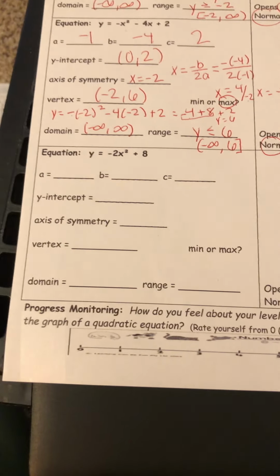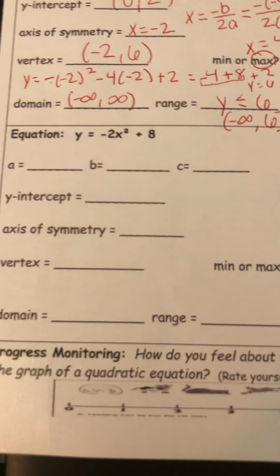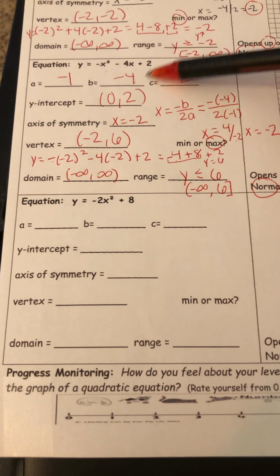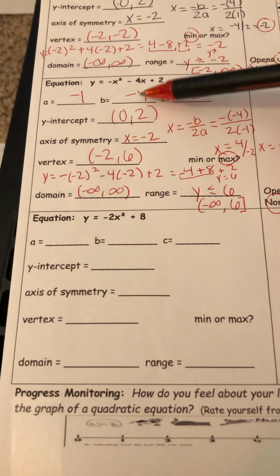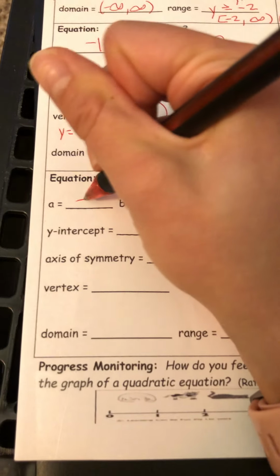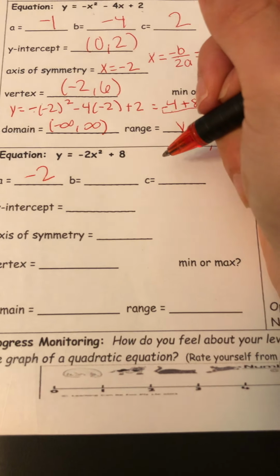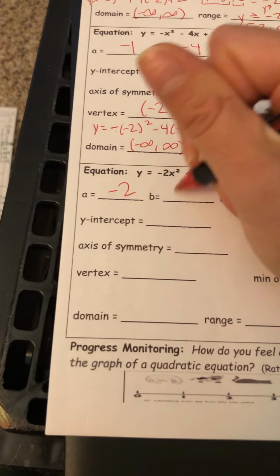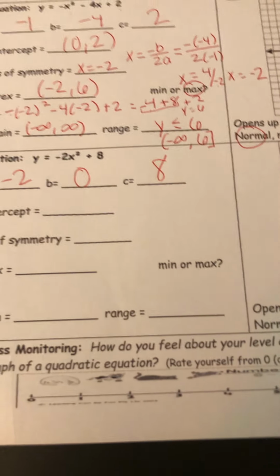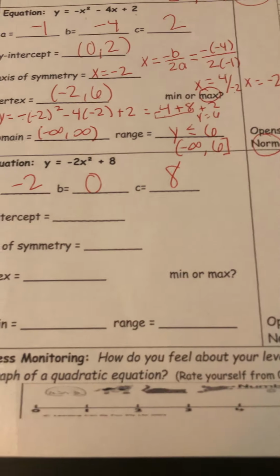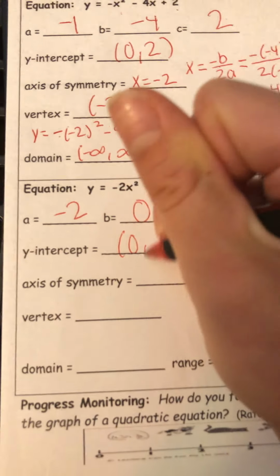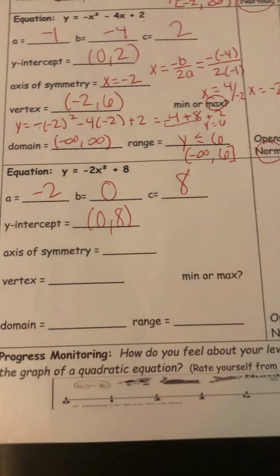Okay, our very last one, y is equal to negative 2x squared plus 8. If you notice anything different about this problem, it is that there are only 2 terms here, not 3. My a is negative 2. My b is 0. And my c is 8. Okay, there is no b value. My y-intercept is the c value, so I have a y-intercept at 0, 8.